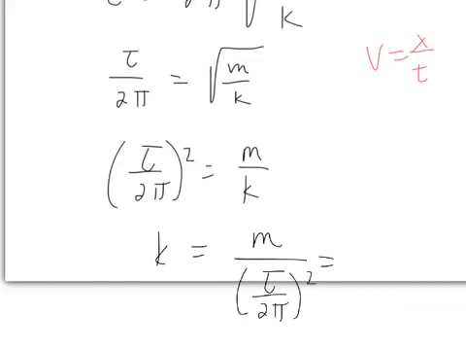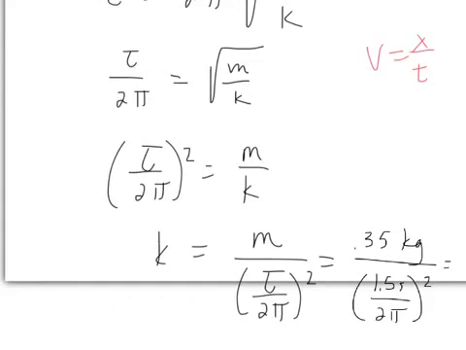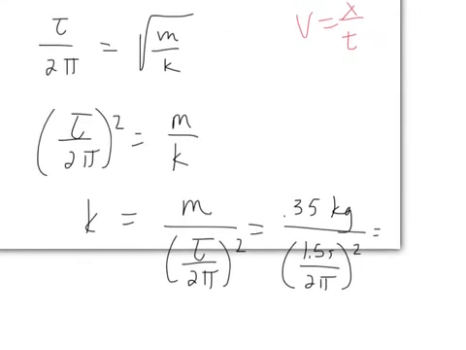Okay, now we're just going to plug in. The mass is 0.35 kilograms all over the period of 1.5 seconds over 2 pi, that whole quantity squared. Now remember to put parentheses around your entire denominator, or it's not going to come out to be the right answer, but you'll get a k value of 6.14 newtons per meter. So that means it would take 6.14 newtons to stretch or compress these springs a distance of 1 meter, even though they wouldn't really go a distance of 1 meter because they're not even that long.